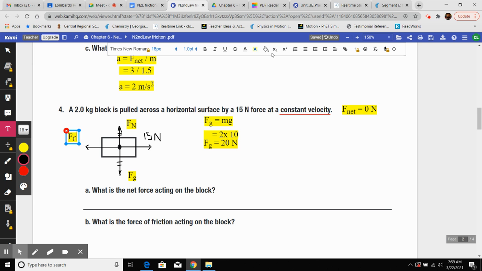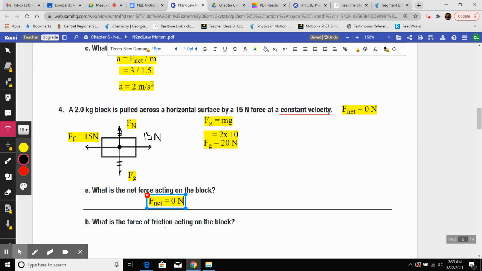F sub F, that would be 15 as well. All right, this guy here is our applied force. So the net force, just because they said we're at constant velocity, that right off the bat is telling me this piece here, F net, is 0. So I'm just going to copy that, paste it down here.